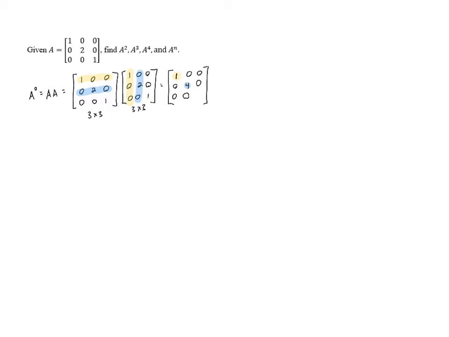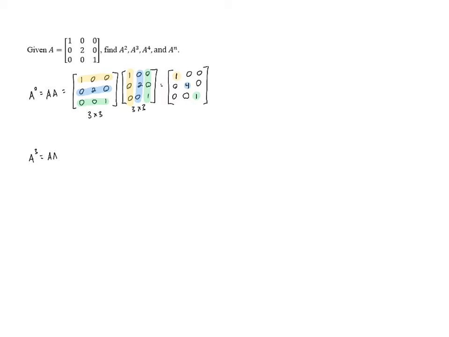And then lastly, we need to find the lower right entry, which we can do by taking the inner product of the third row and the third column. When we do that, the only product that's not 0 is 1 times 1, which gives us 1. So A squared is the 3 by 3 matrix with entries 1, 4, and 1 on the main diagonal, and zeros everywhere else. Let's take a look now at A cubed.